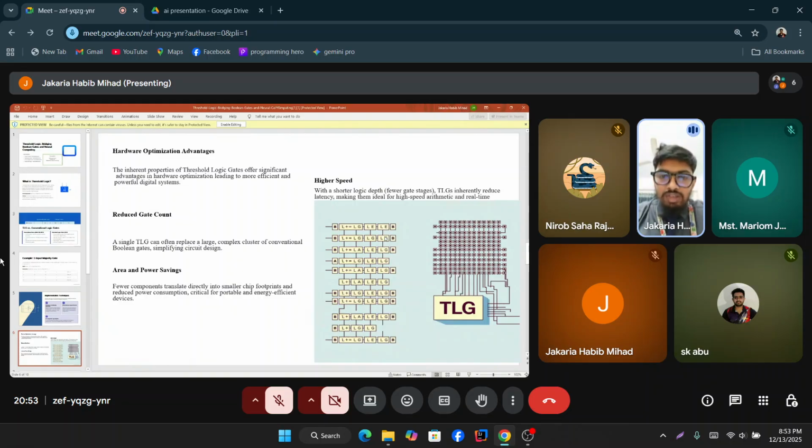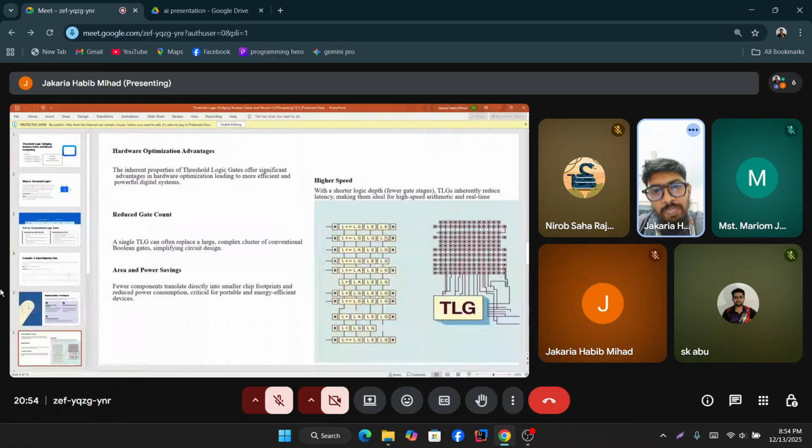In AI hardware acceleration, TLGs act as the core neuron model for advanced AI chips, improving speed and efficiency for machine learning. In digital signal processing, TLGs help build fast adders, multipliers, and other key units needed for processing signals. In pattern recognition, their ability to classify data makes them great for systems that handle image and speech.